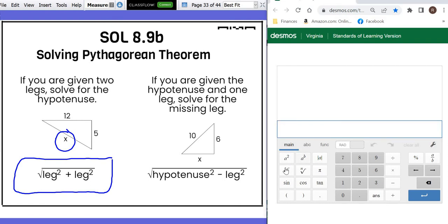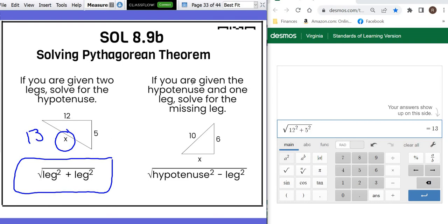So let's come over here and we're going to do the key, which is the square root. And we're going to take the first leg squared, which was 12, plus the second leg squared, which was 5. And that gives us a hypotenuse of 13. Okay? And that makes sense because the hypotenuse should be the longest.